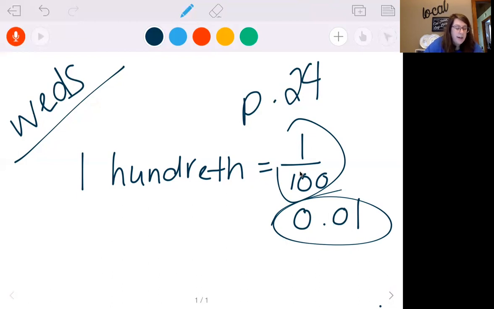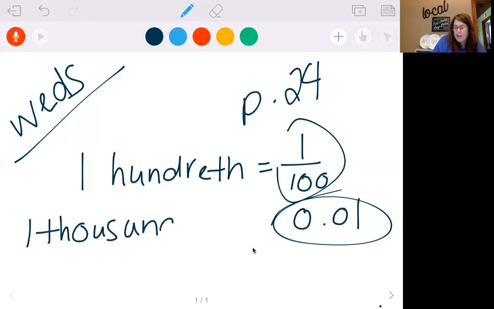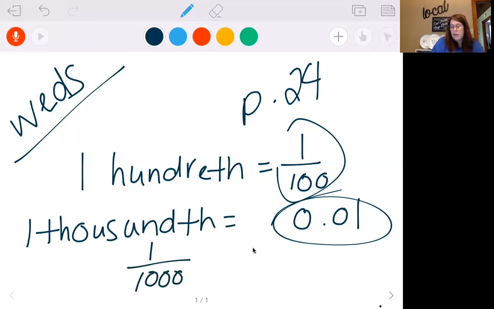If each hundredth in a whole is split into 10 equal parts, there will be 10 times as many parts. Each part is one thousandth of the whole. So for the thousandths, we can write it as thousandth, and that's how you would say it out loud, with that TH. In fraction form, it would be 1 over 1,000, and in decimal form, it would be 0.001.